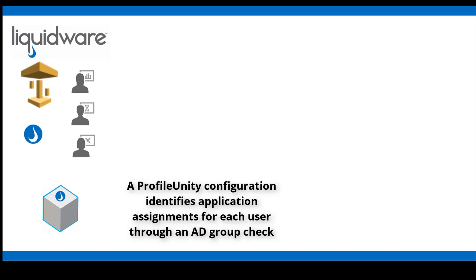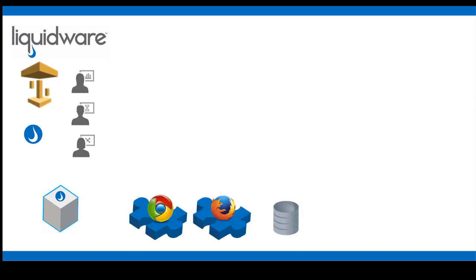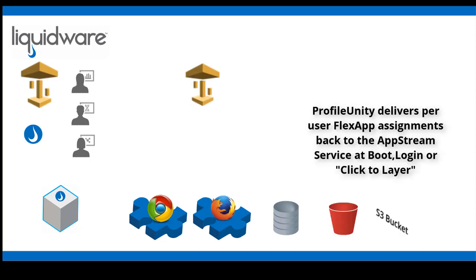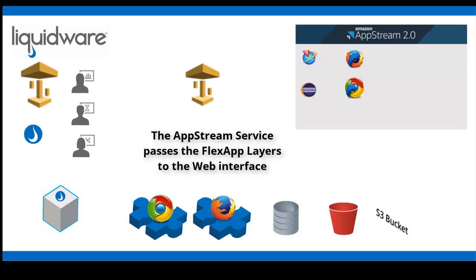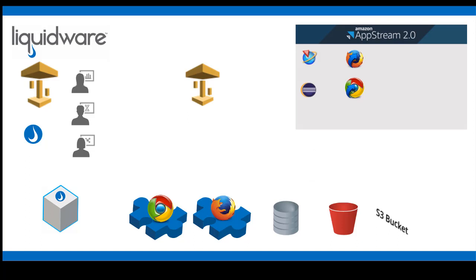The Profile Unity configuration identifies the application assignments for individual users through an AD group check. The portable FlexApp layers are stored on both traditional Windows file shares as well as S3 buckets within the Amazon infrastructure. Profile Unity delivers per-user FlexApp assignments back to the AppStream service at system boot, user login, or click-to-layer. The AppStream service passes the FlexApp layers to the web interface without interrupting the expected AppStream workflow.